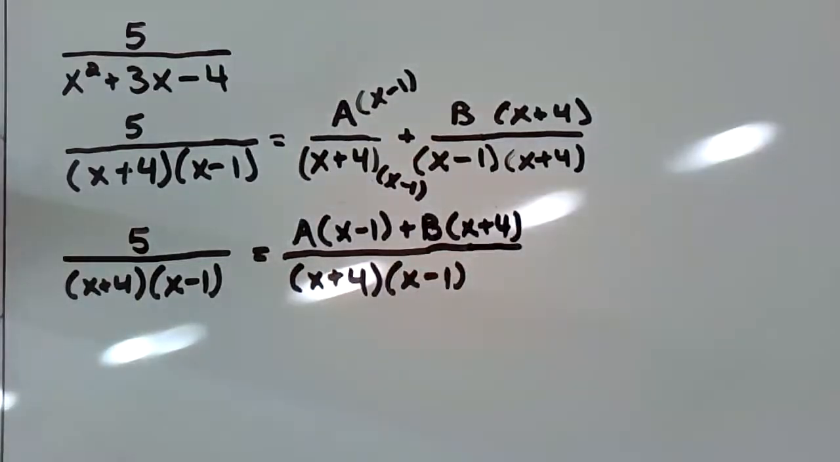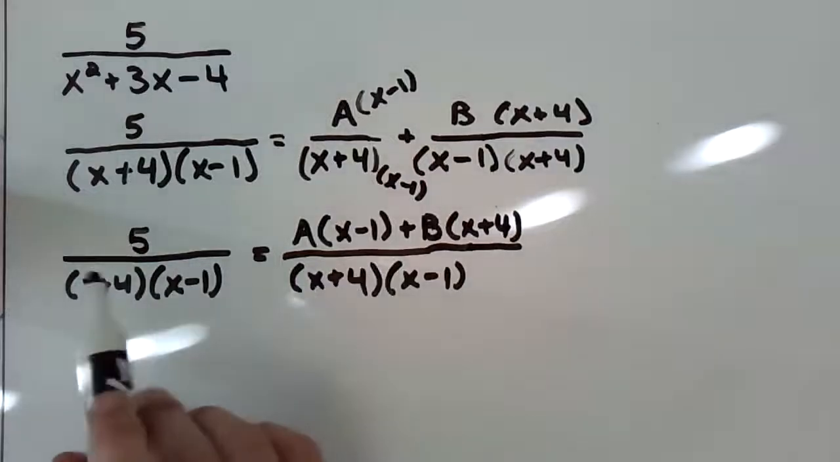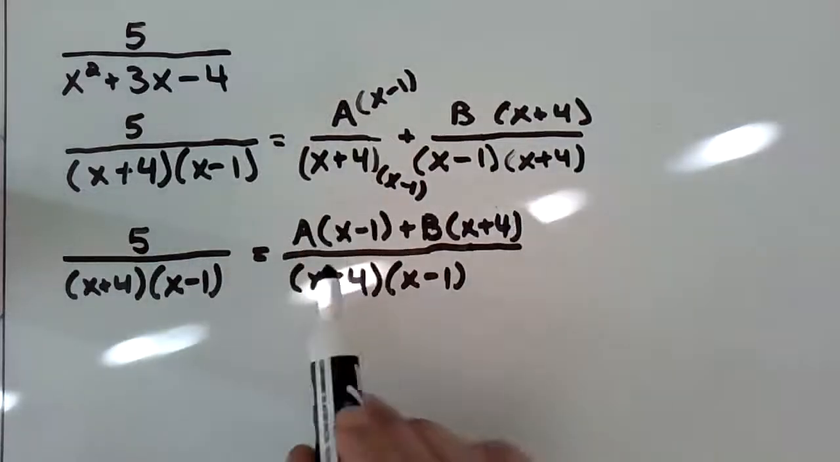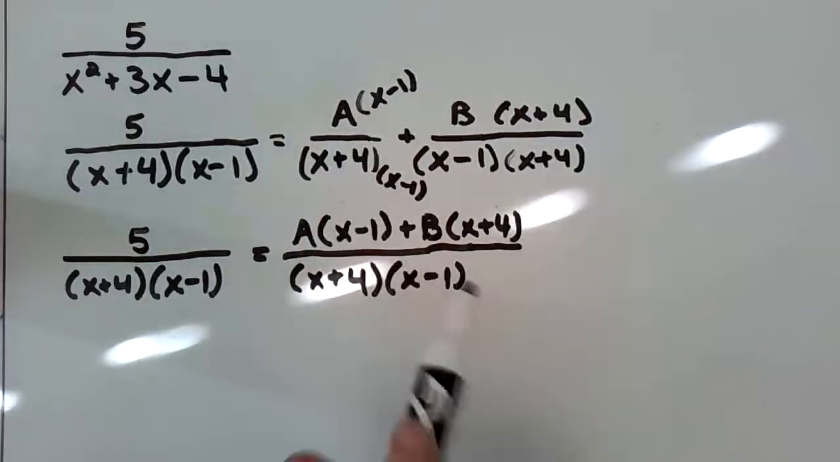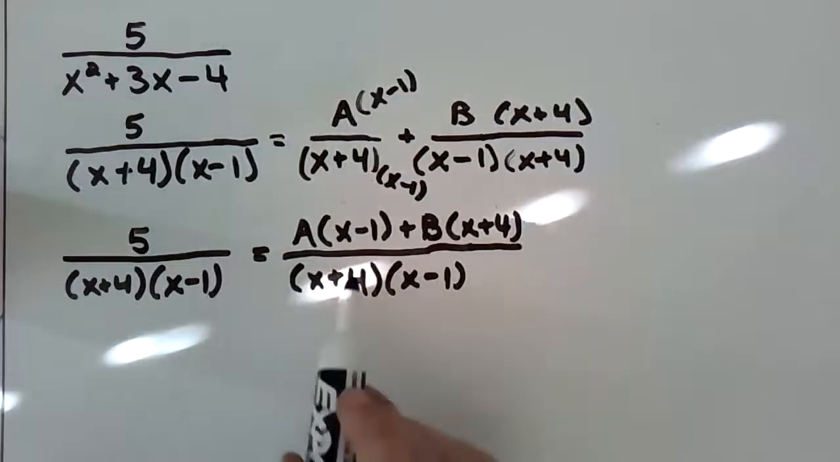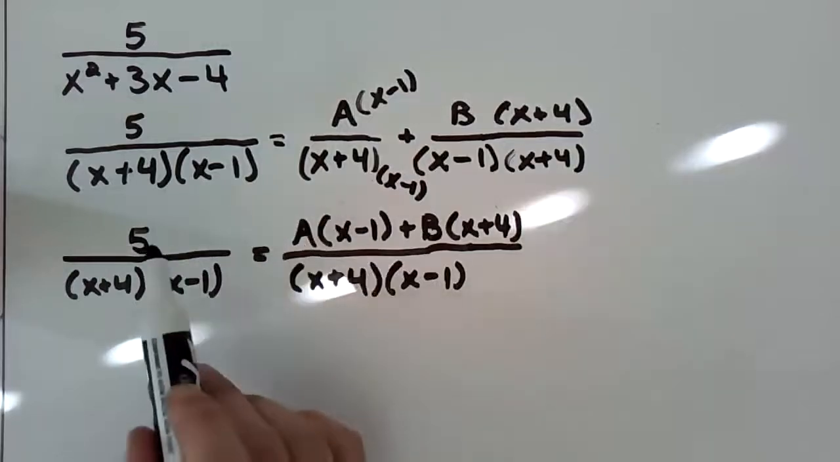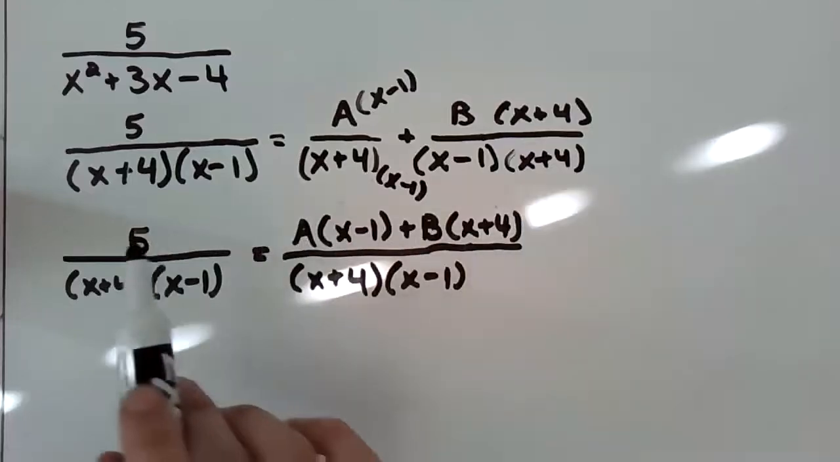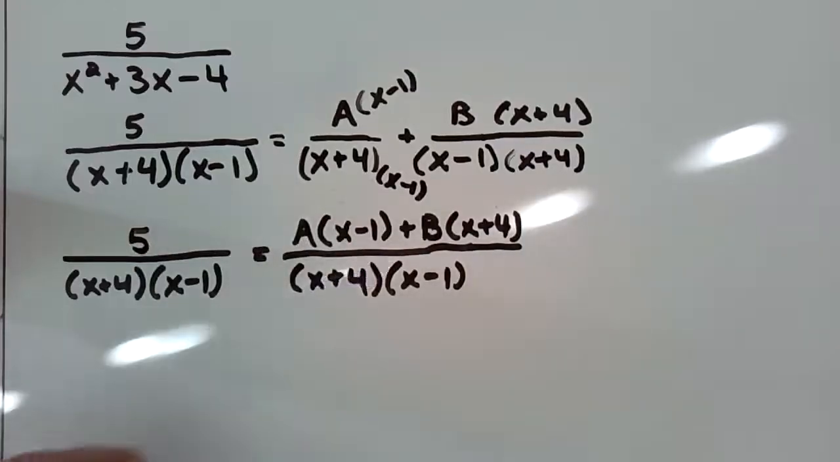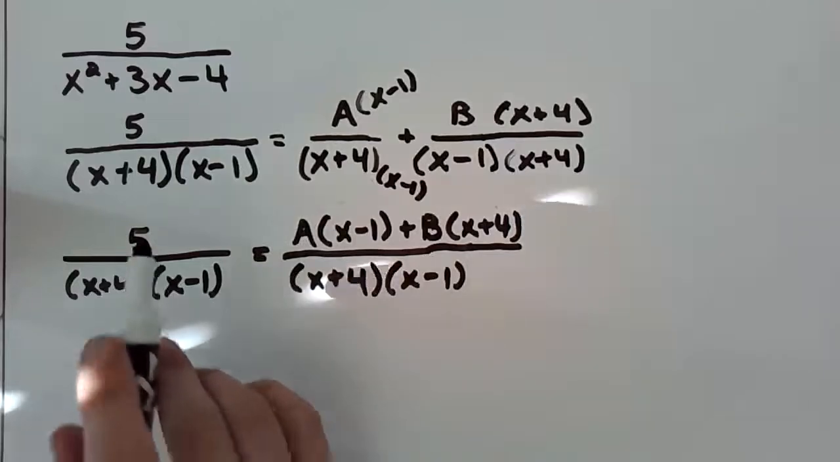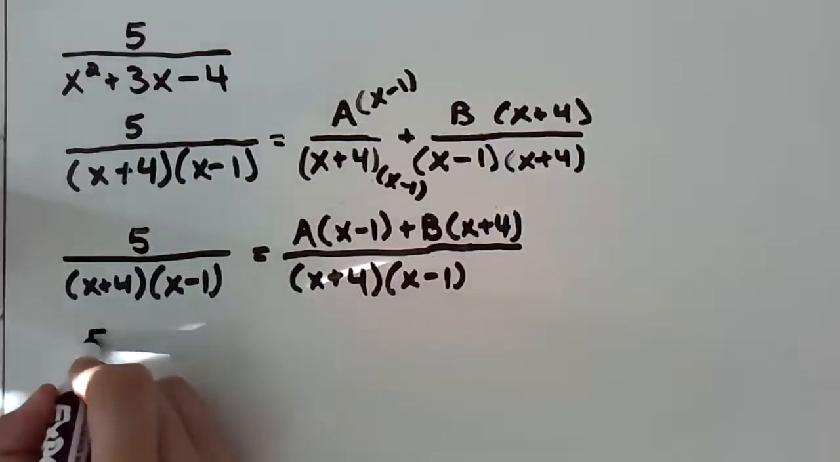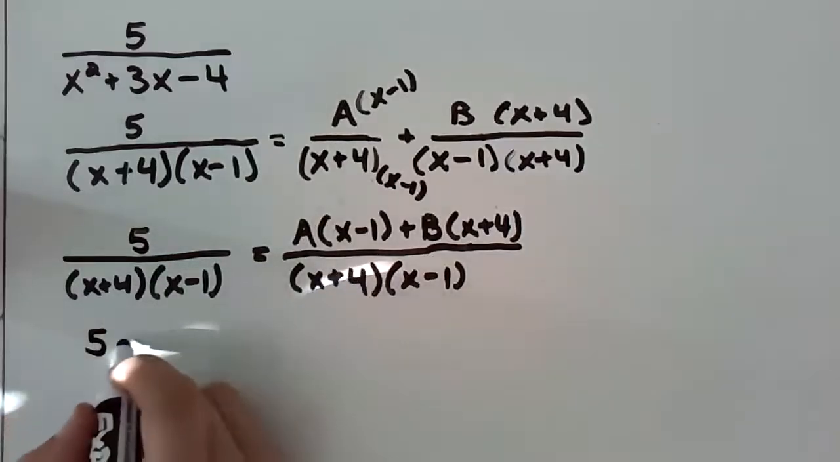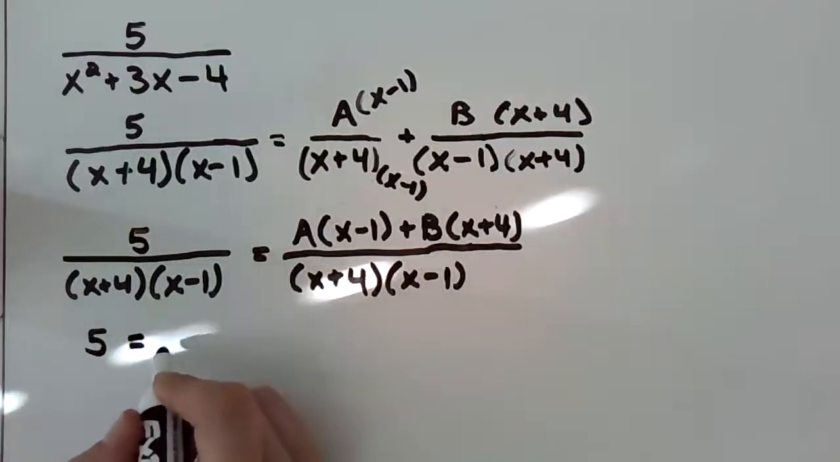So, okay, now we have here 5 divided by this denominator equals this whole thing divided by the same denominator. So for this equality to hold true, the numerators must be equal to each other. So this whole thing must evaluate to 5. So in that case, we can ignore the denominator now, and we can focus on the numerator. So we know for this to be true, 5 must equal this thing.